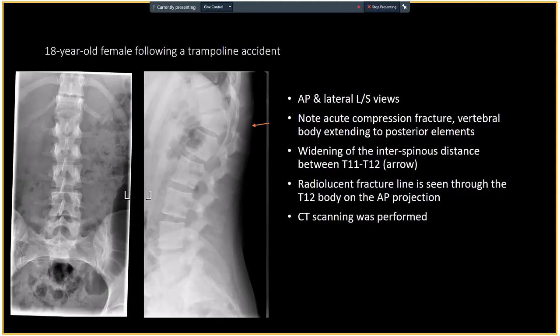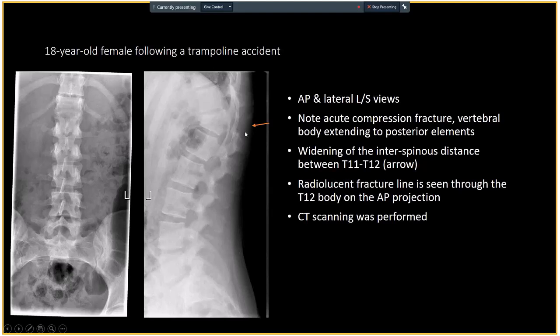Now another unstable injury is something known as a chance fracture. In this case, the patient is an 8-year-old female who had a trampoline accident. If you approach this radiographic view, what would you observe? You can see a sudden wedging, an angulation of that vertebral body. But the important thing is to appreciate that the posterior vertebral line is disrupted. You can see some potential retropulsion of the fragment, and when you pay attention carefully, you can see how the radiolucent line extends through the posterior elements.